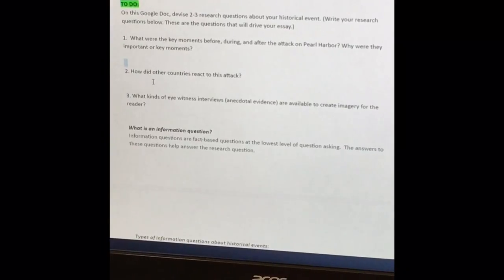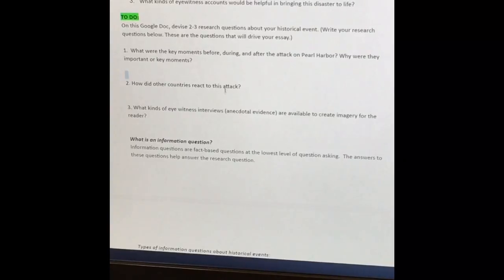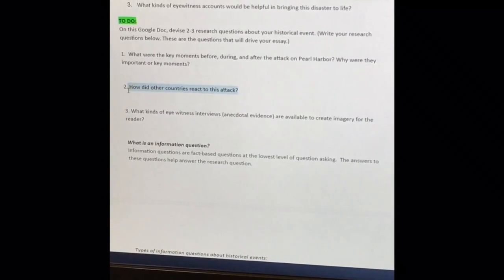Now, number 2. I wanted to know how other countries reacted to this attack. So my question is, how did other countries react to this attack? Now, this is going to be my 2nd body paragraph.